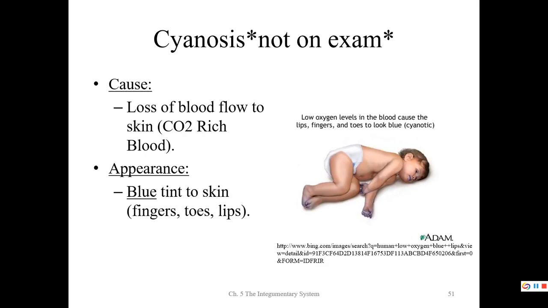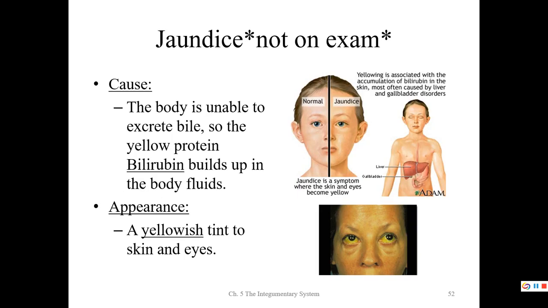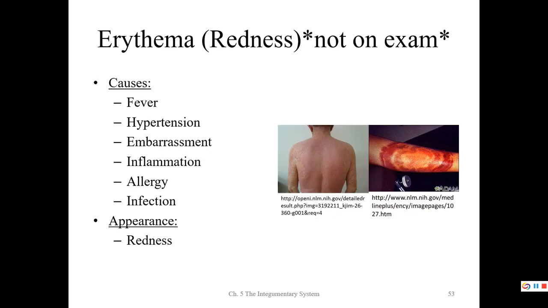Let's talk about cyanosis. That's blue skin. This is a lack of blood flow to the skin. CO2-rich blood will be in the skin, so it'll turn blue, especially the skin of fingers, toes, and lips. Jaundice is when you're unable to excrete bile, so the yellow protein bilirubin builds up in your body fluids and you turn yellow. You get a yellow tint to skin and eyes.